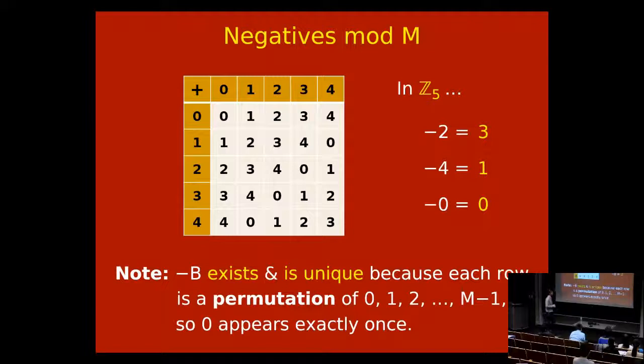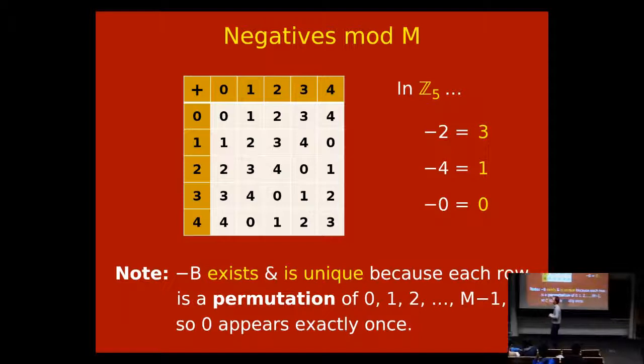And this negative b always exists and is unique because each row is going to have exactly one 0 in it. Each row is just like a cyclic permutation of the numbers 0 through m minus 1. Okay, so far so good, I hope. Any questions? Just telling you things you kind of already know in a slightly different way.